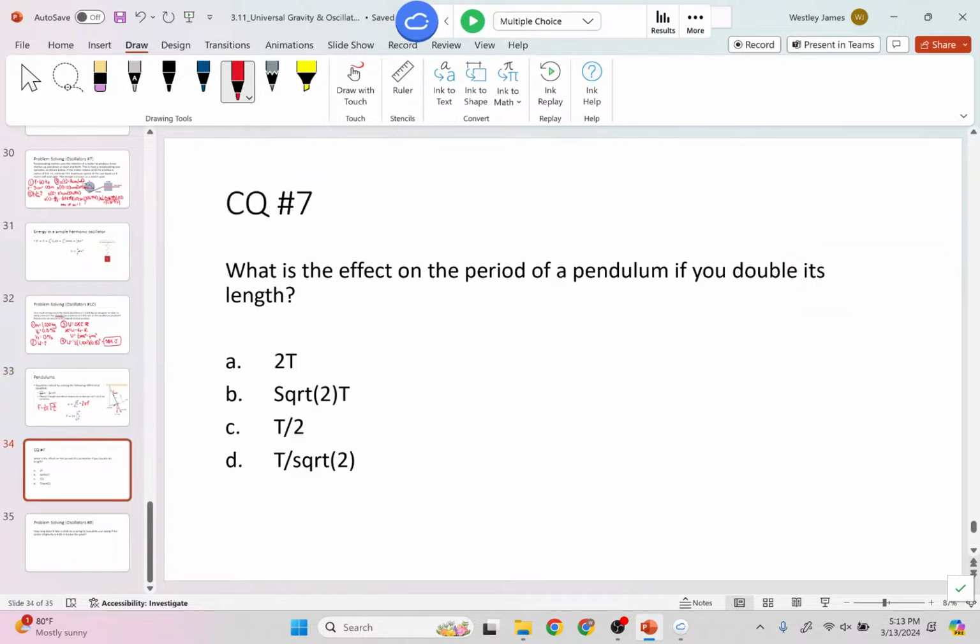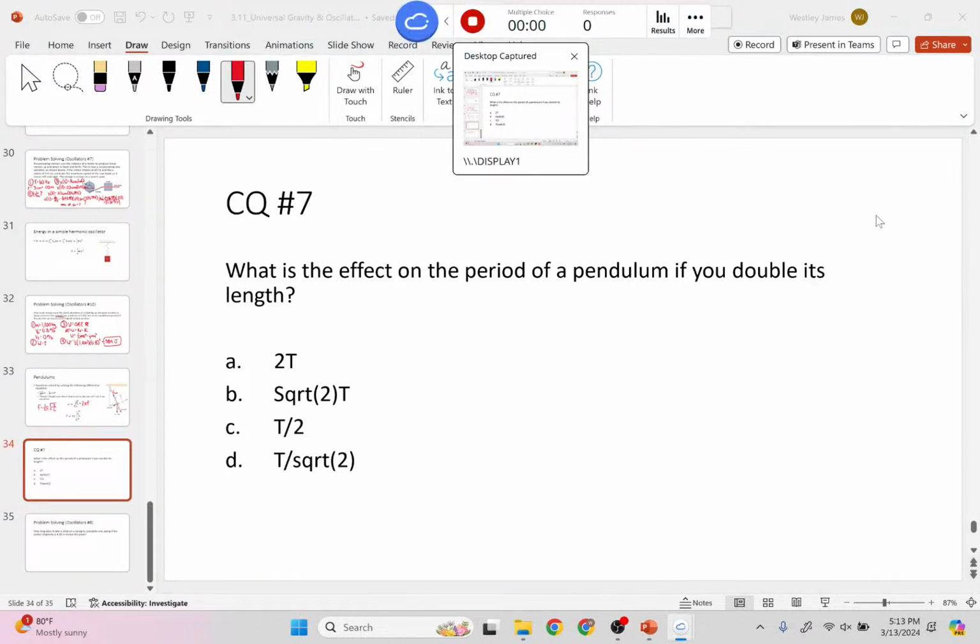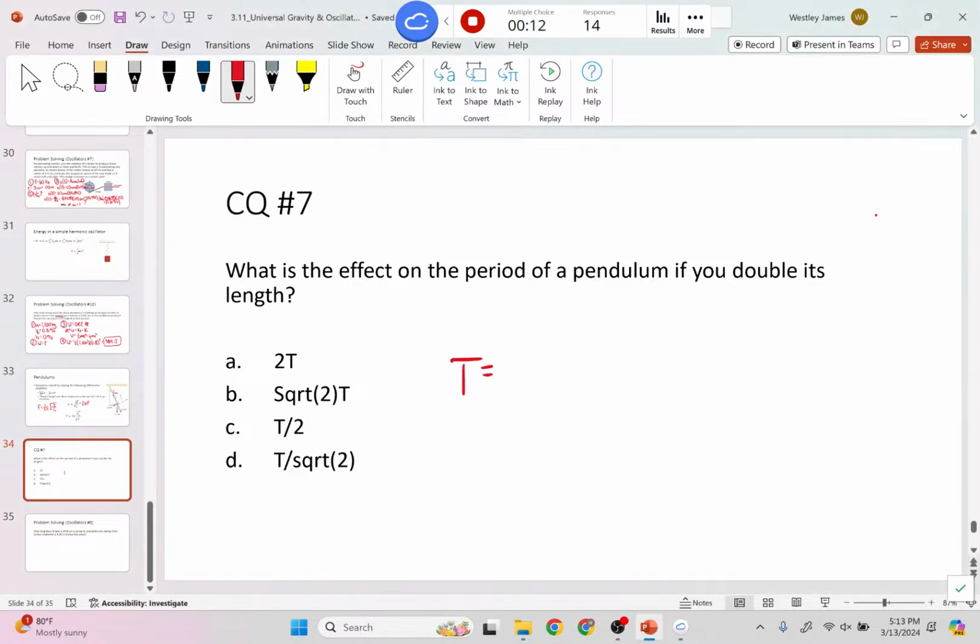All right. So there you go. Kind of apply this equation. What is the effect on the period, the time it takes for one full swing? What's the effect on the period of a pendulum if it's double its length? And I'll be super kind and give you all the equation right here. This is the equation from the other side. I'll actually give you all the equations.